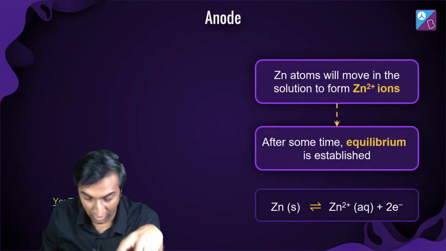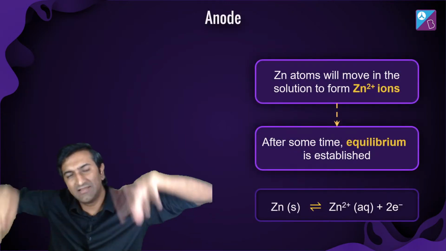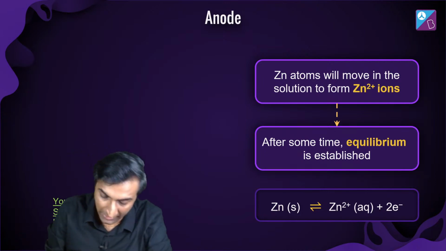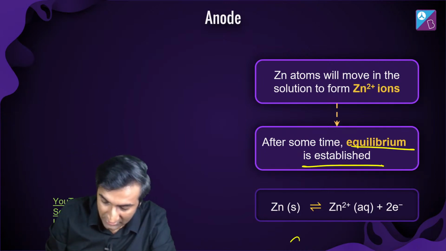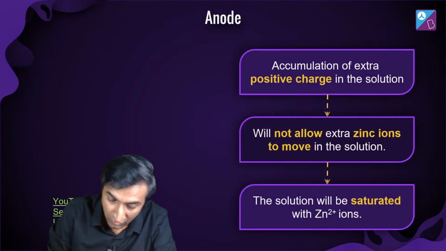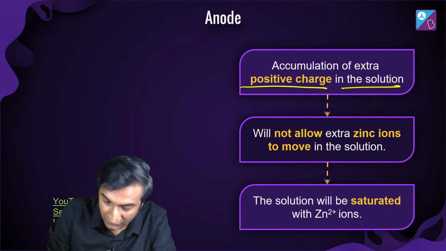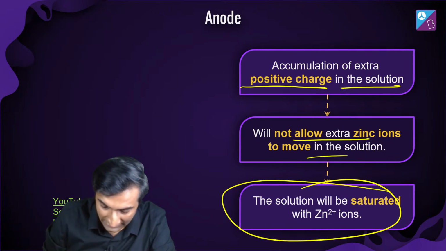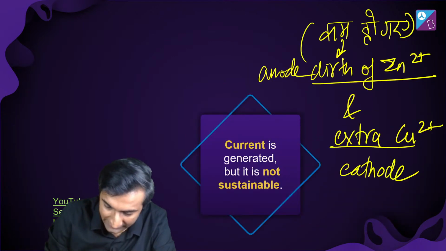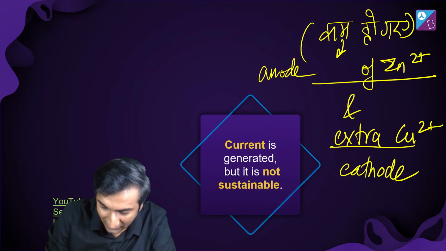Okay, that's not good. Sure, electrons बाहर circuit से जा रहे हैं, but inside this there's a problem. Okay, so there's an equilibrium established, and that is called the death of the cell, and that's not good. Extra positive charge in the solution will not allow zinc ions to move in the solution, and will be saturated with too many zinc ions. हमने उल्टा बोला क्या? रुको, dearth of Zn2+ बोला, उल्टा लिख दिया, exactly उल्टा लिख दिया. Brilliant.